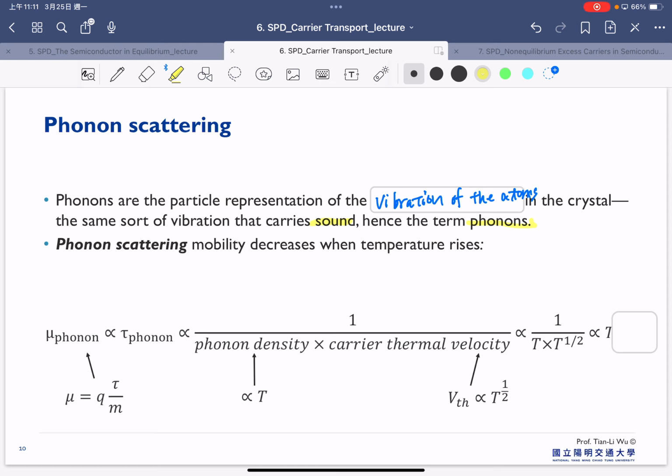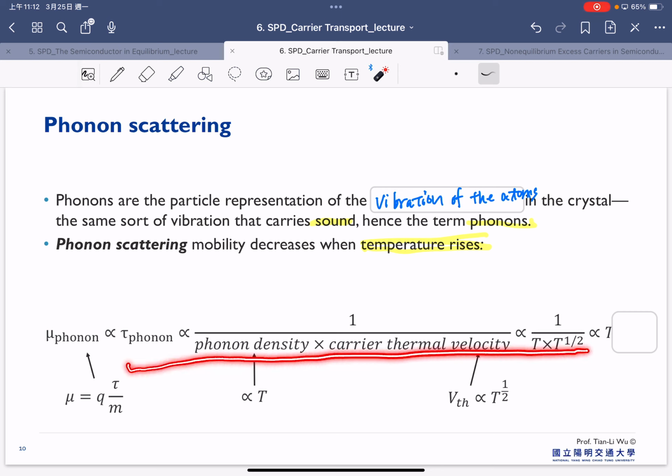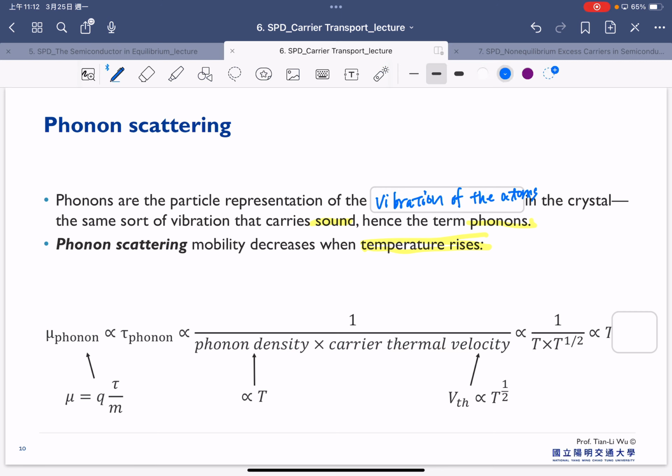Since this is related to the vibration of the atoms, it must also correlate with the temperature. So phonon scattering mobility decreases when temperature rises. This is because at high temperature, your vibration becomes larger. So the phonon mobility can be calculated as shown here. Here we just show the conclusion, which is proportional to the temperature, like this.